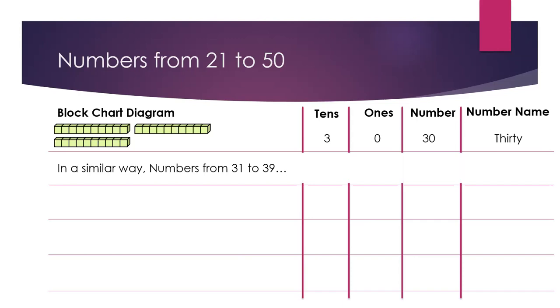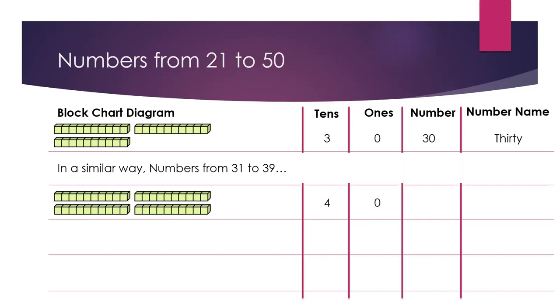If you look in your textbook at page number 36, you will see that with 3 tens, the ones will increase from 1 to 9. So the numbers will be 31, 32, 33, 34, 35, 36, 37, 38, 39. And what would be the next number? 40. 4 tens, 0 ones form the number 40.